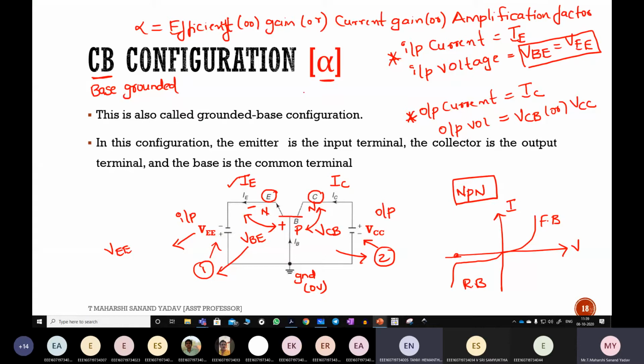Generally, you will be asked to write the relationship between all these three. There are three types: alpha, beta, and gamma, of which the other two come in the next picture. Here alpha is for common base. It is nothing but efficiency or gain. Gain is nothing but output by input. I'm calling it current gain because output current is IC and input current is IE, so alpha is IC by IE, as base is grounded.